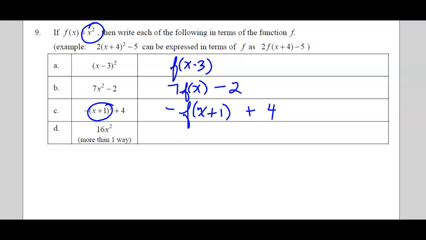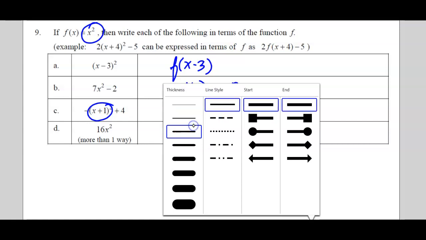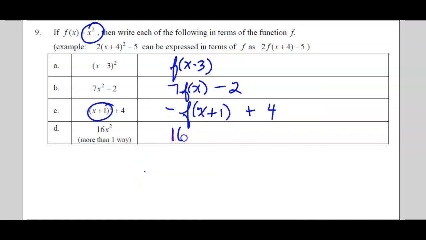Okay, and then it says 16x squared in more than one way. Well, the most obvious way is 16f of x, right? What's another way, a less obvious way? Yep, f of 4x.